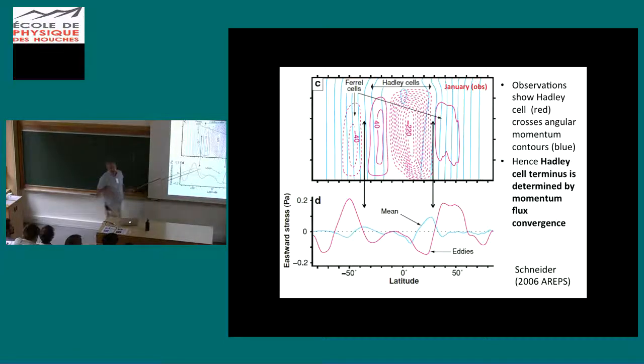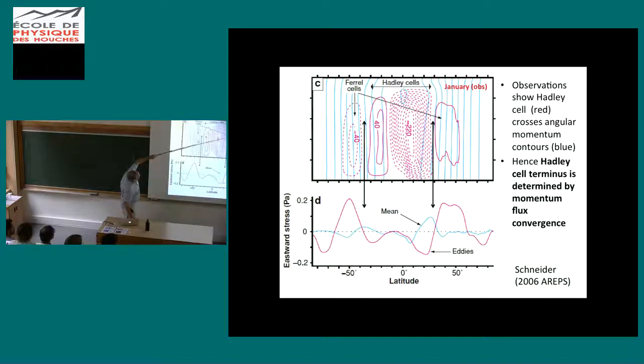So the Held-Hou theory was this inviscid theory, where actually the angular momentum gets homogenized, and you get a circulation which is purely thermally driven and doesn't need any torques. But as long as the circulation is crossing angular momentum contours, then there have to be torques. That's the angular momentum balance, basically. And so you see that it's crossing here and it's crossing here.